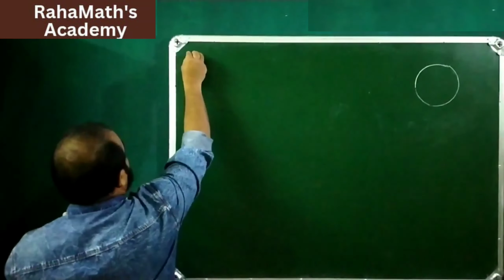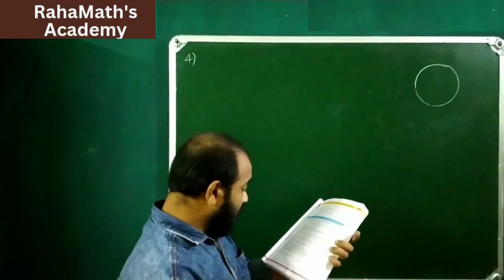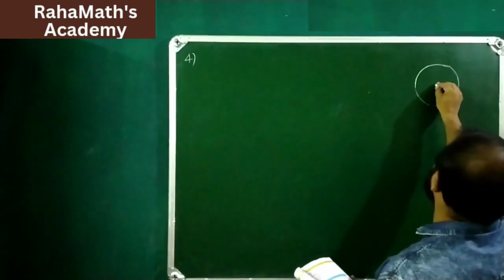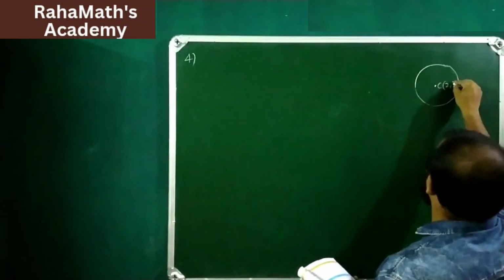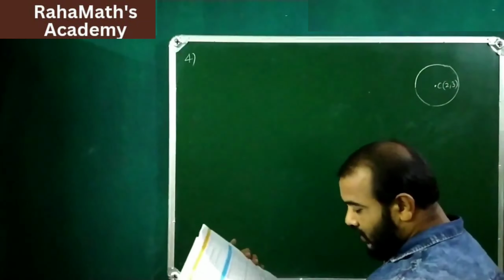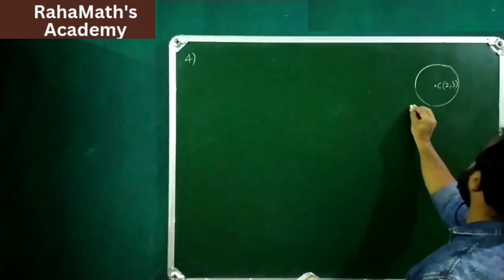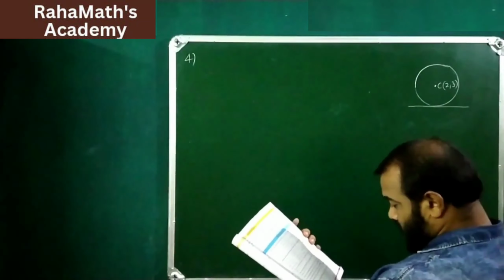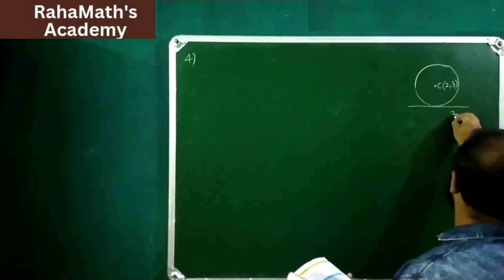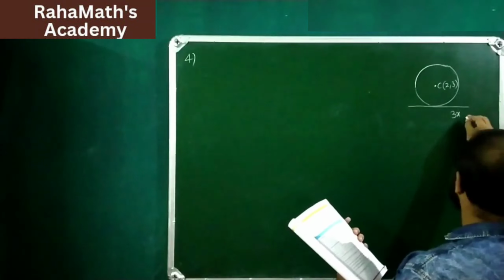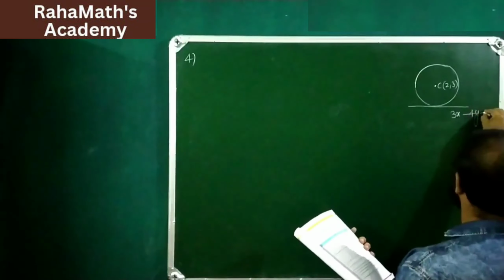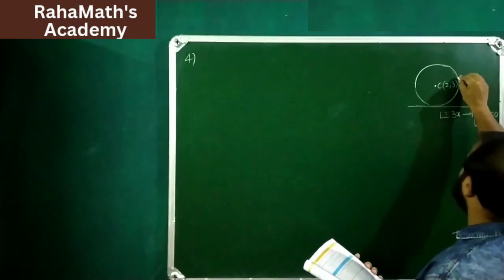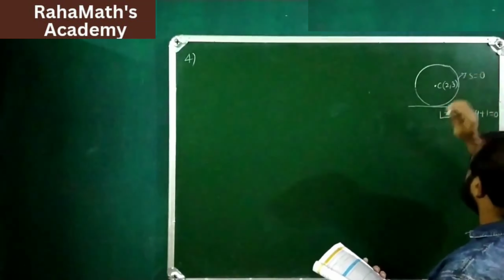The next question 4. Find the equation of the circle with center 2 comma 3. So center of the circle is 2 comma 3. And touching the line, this circle touches the line. What is this line? 3x minus 4y plus 1 equals to 0. This is this line. So we need to find out the equation of the circle.